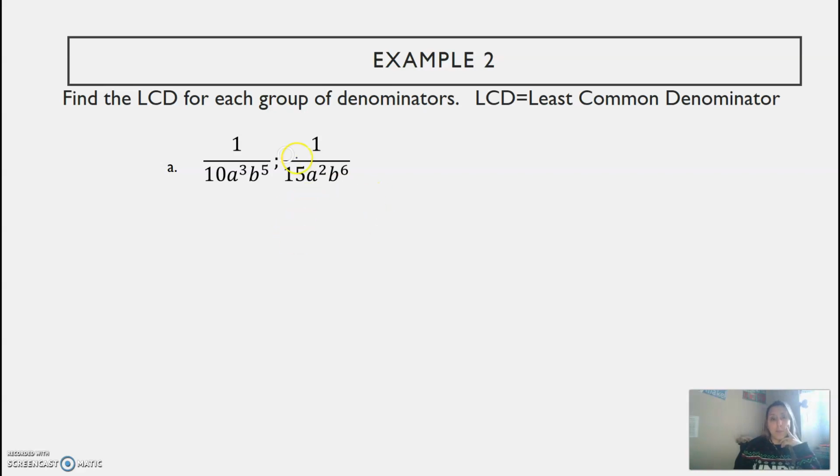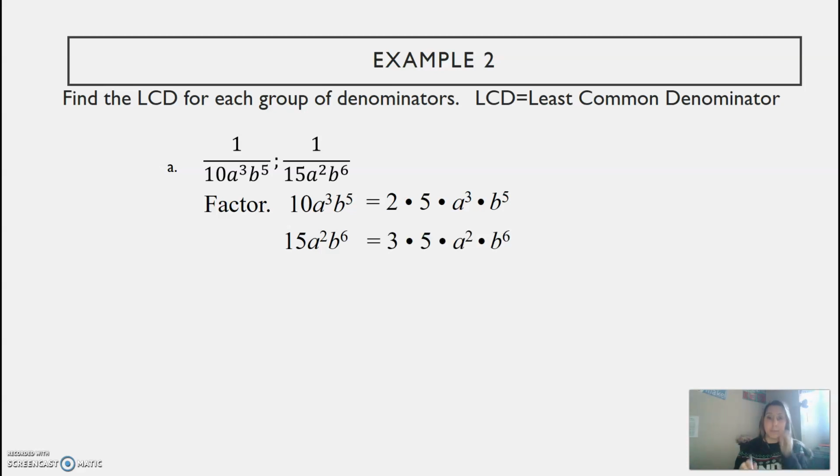I want you to notice that we have a semicolon here. We're just comparing these two. We're not doing anything with them, but we're going to find the least common denominator between these two, the LCD. So the first thing we're going to do is factor. I'm going to write out the factors of 10. So we get 2 times 5 times a cubed times b to the 5th. And then we have 3 times 5 times a squared b to the 6th.